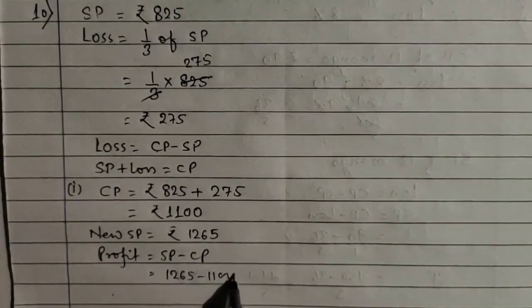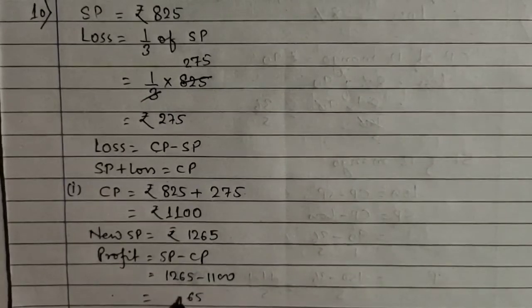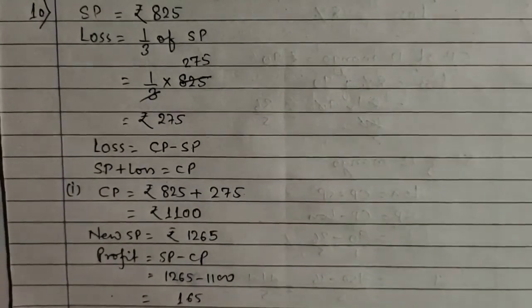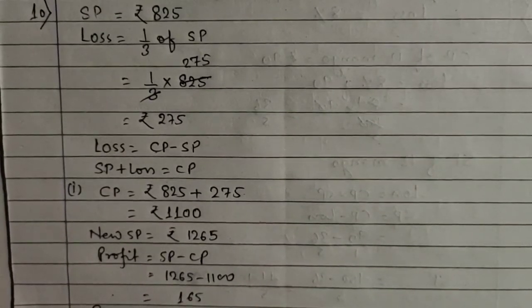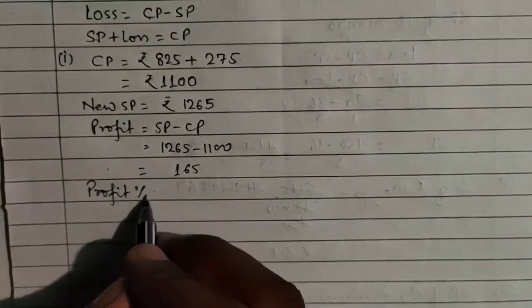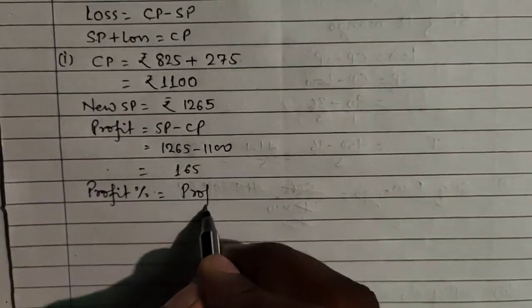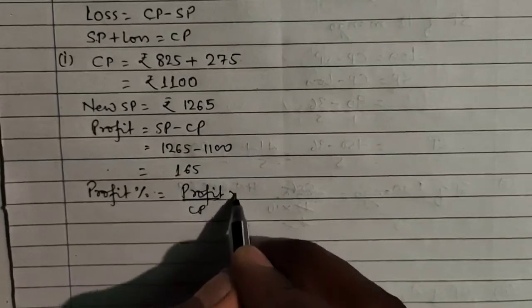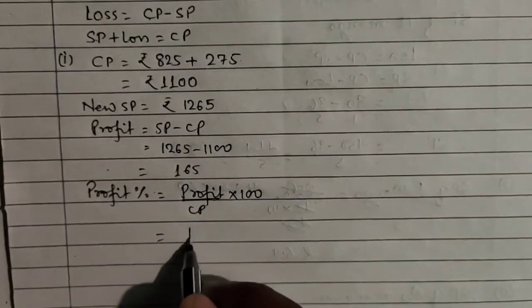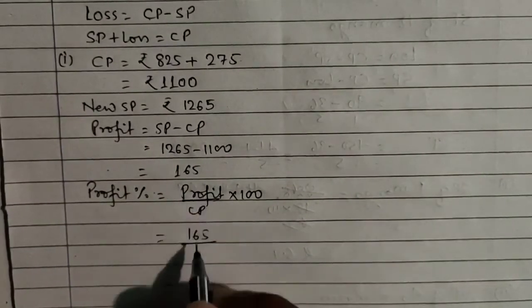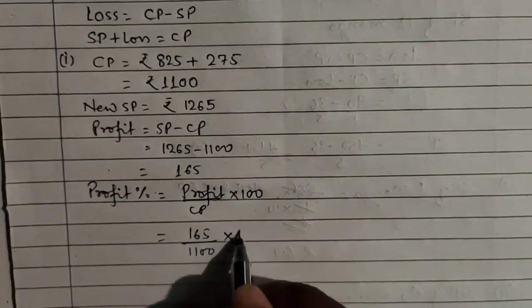1265 minus 1100, 165 is the profit. Now we will calculate profit percent. Profit percent is equal to, formula is profit by CP into 100. We will put the value. The value of profit is 165. Cost price is 1100 into 100.